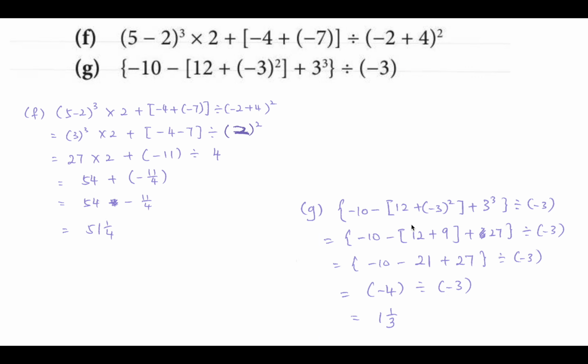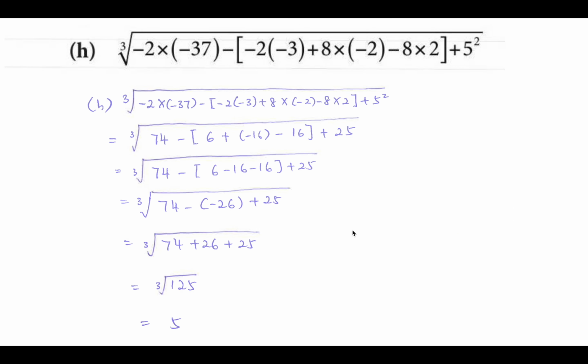So let's sort them out one bracket at a time. So we have negative 3 squared. Negative 3 squared is actually positive 9. So that gives us 12 plus 9 inside here, which gives us 21. Right? So now we have the bracket is negative 10 minus 21 plus 27. That will result in negative 4. Now that we sorted out the brackets, it will be negative 4 divided by negative 3, which gives us 1 and 1/3.